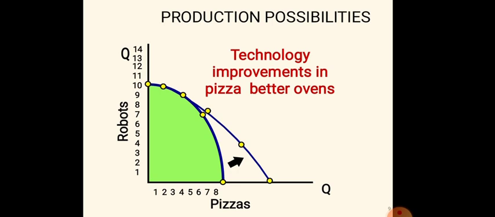Now let us talk about another set of goods, say robots and pizzas. Again, we assume that there is improvement in production technology of pizza while production technology of robots remains the same. This will result in rotation of our PPC, that is, outward movement in the x-axis where we are measuring pizza, and there will be no change in the y-axis where we have measured robots, as there is no improvement in production technology of robots.